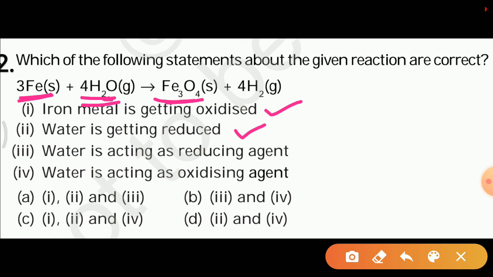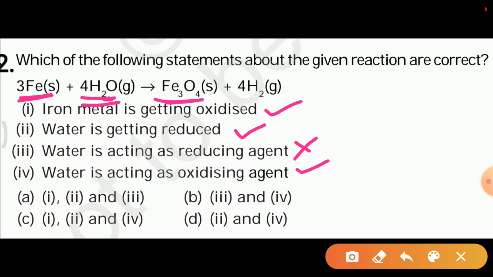Third one is, water is acting as a reducing agent. No, this statement is not correct, because a reducing agent means which is taking the oxygen of others. Here water is not taking the oxygen of others, it is giving the oxygen. So water is not a reducing agent here. So this statement is wrong. Fourth is, water is acting as an oxidizing agent. Yes, this is also correct. It is giving the oxygen, and the substance which is giving the oxygen acts as an oxidizing agent. So this fourth statement is also correct.